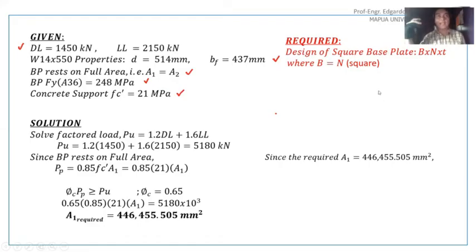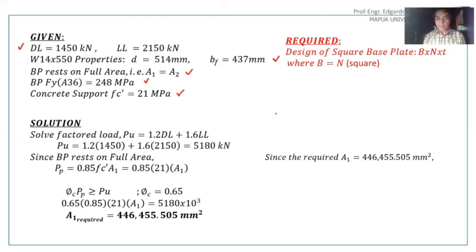So yan yung kailangan nating area para hindi siya mag-fail against bearing. Okay, bearing on the pedestal. So yun yung ibig sabihin niyan. That would be the minimum area. So ibig sabihin, any area above that value would be sufficient to prevent bearing stress failure on the pedestal.